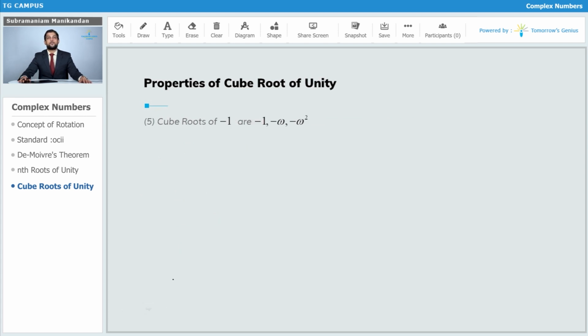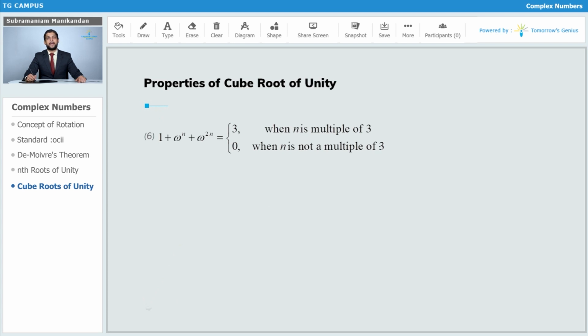The cube roots of minus 1 will be minus 1, minus omega, and minus omega square. How? We just let z cube be equal to minus 1. So z cube plus 1 is equal to 0. z cube plus 1 cube is equal to 0, because 1 can always be written as 1 cube. Factorize that, and you'll get one of the factors as z plus 1, which corresponds to z is equal to minus 1, the minus 1 that we expect as the cube root of minus 1. And of course a quadratic expression will be there, z square minus z plus 1 is equal to 0. Solving that, you will get the roots as minus omega and minus omega square.